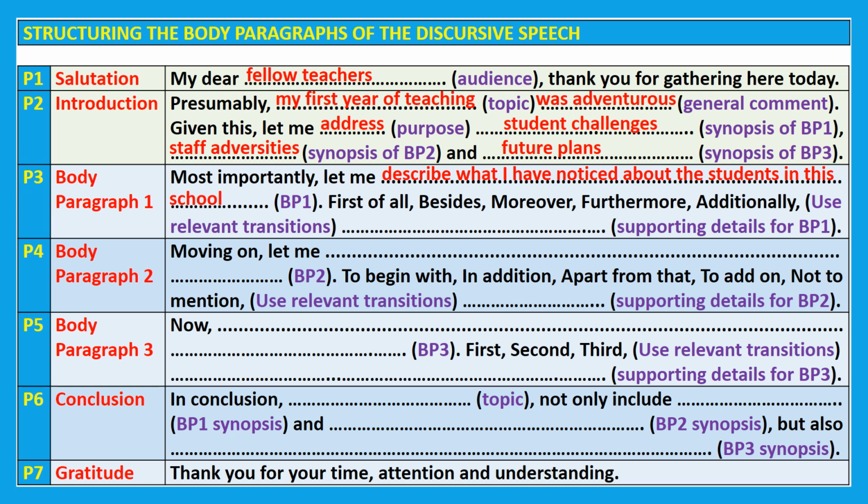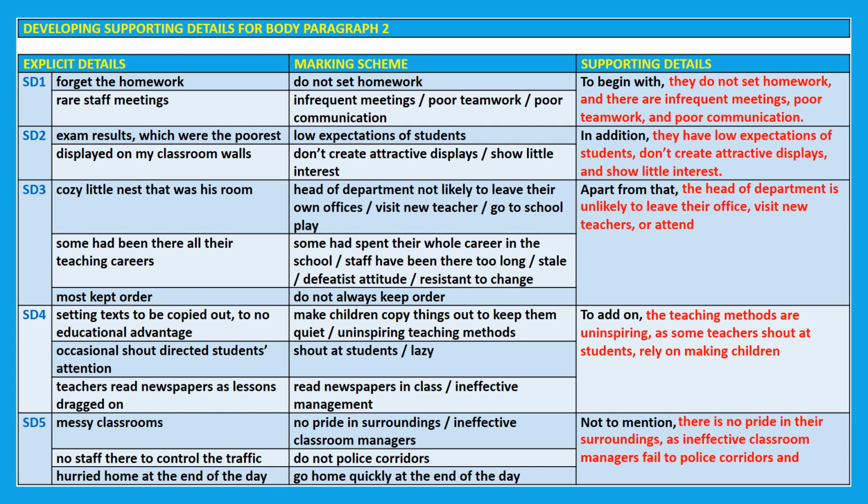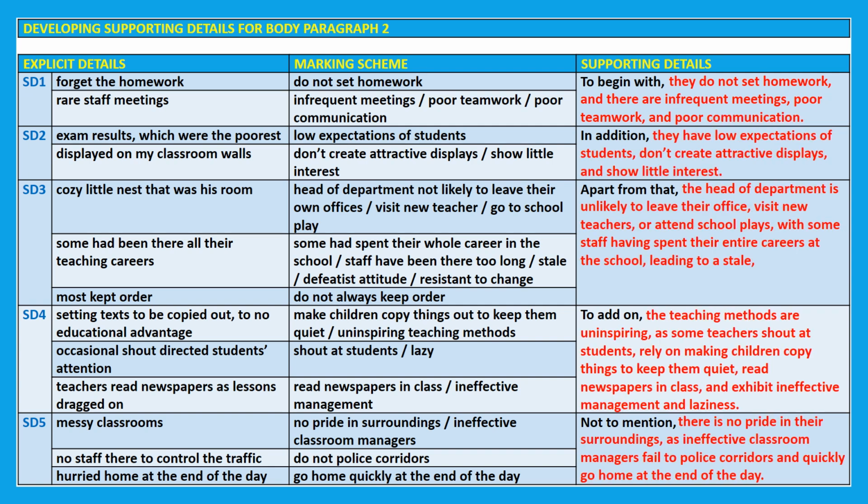Begin the second body paragraph with a paragraph starter and a topic sentence that refers to bullet point 2 to introduce supporting details. Ensure you use relevant transitions between each sentence. Now develop supporting details for body paragraph 2. Use clues from the explicit details and the marking scheme to develop your details. Follow the same process to develop the other details. Include a minimum of 5 supporting details.